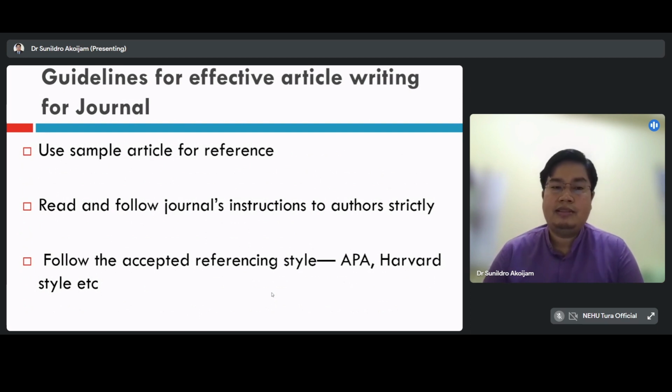And another important thing is to follow the accepted referencing style. As I said, every journal has a certain referencing style which they accept. So you have to identify that, and then accordingly restructure your referencing, like APA, Harvard style, MLA, IEEE. Any type of referencing style which is accepted by the journal, accordingly you have to follow that.